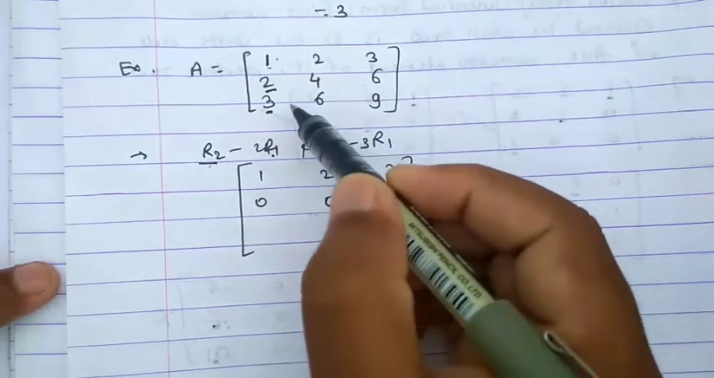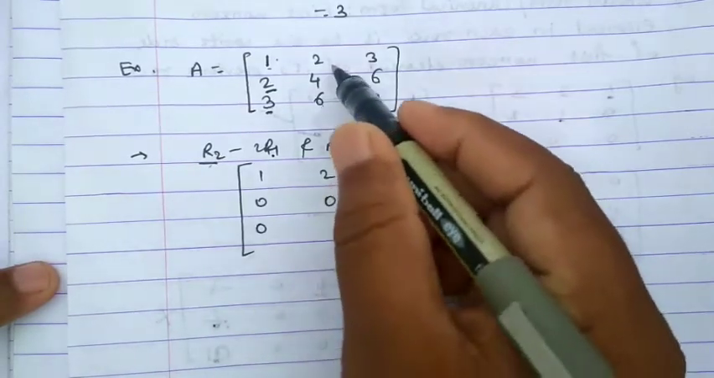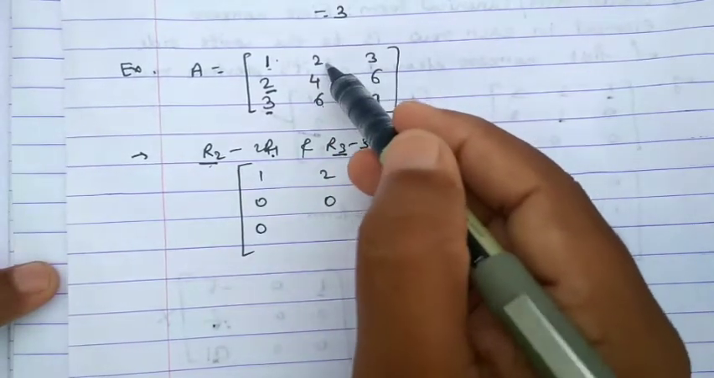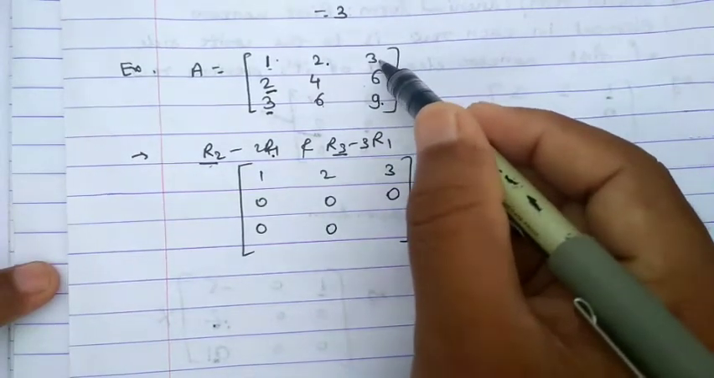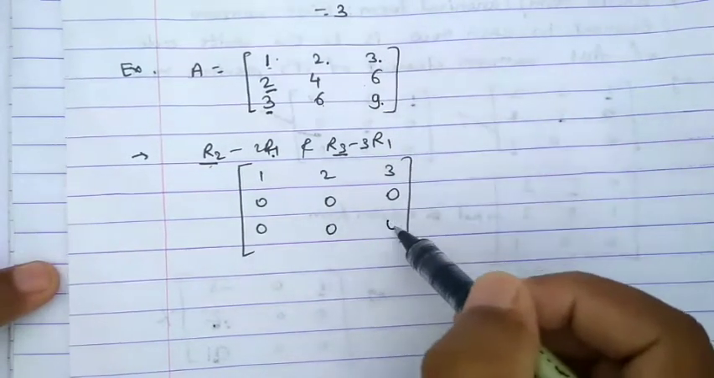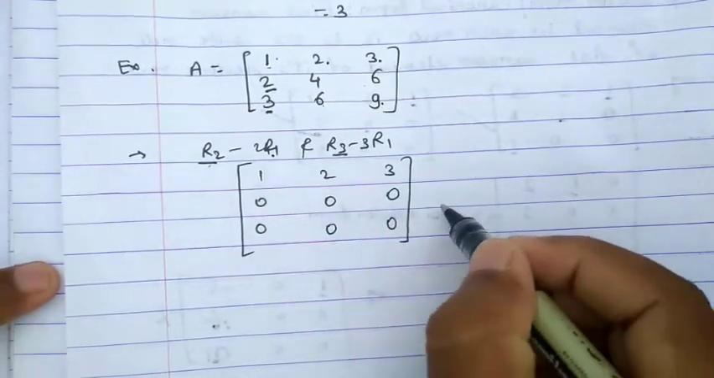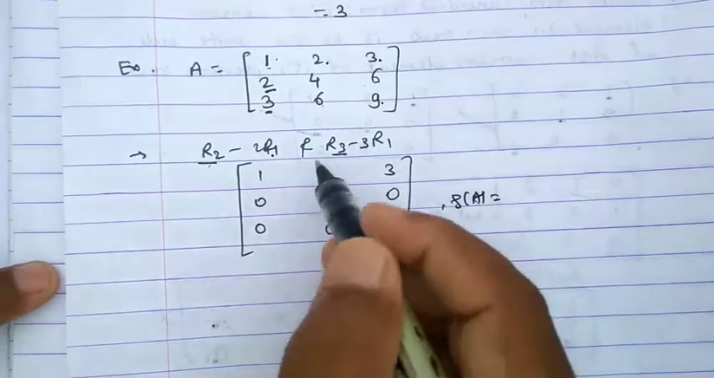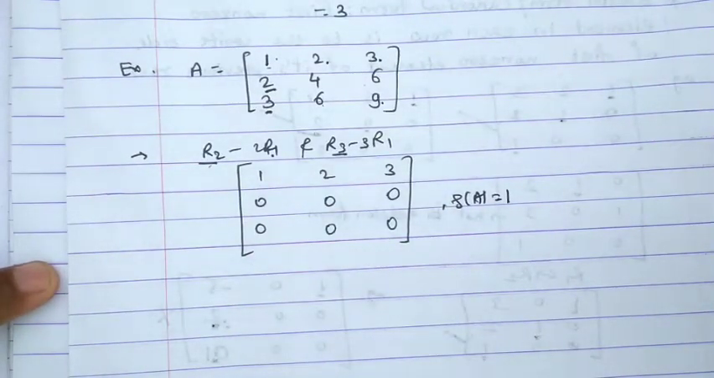Then R3 minus 3 times R1. So 3 minus 3 times 1, so 3 minus 3 is 0. 6 minus 3 times 2: 3 times 2 is 6, and 6 minus 6 is 0. And 9 minus 3 times 3: 3 times 3 is 9, and 9 minus 9 is 0. Now see, this is in echelon form. So the rank of the matrix A is the number of non-zero rows. Only one non-zero row, so the rank of this matrix is 1.